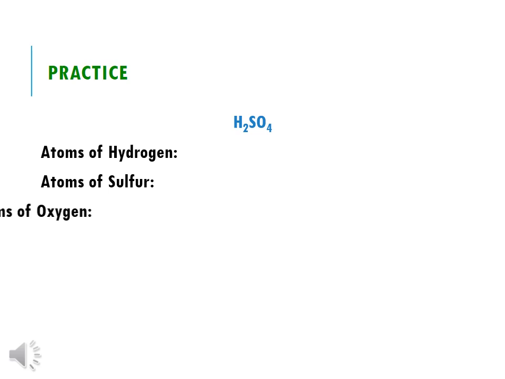All right, let's do some more. H2SO4, this is sulfuric acid. So how many atoms of hydrogen, sulfur, and oxygen are there here? All right, there are 2 atoms of hydrogen because of the subscript 2 after the H. There's only 1 atom of sulfur because sulfur does not have a subscript, so we assume there's only 1. And there are 4 atoms of oxygen because of the 4 after the O. Okay, how about this one?